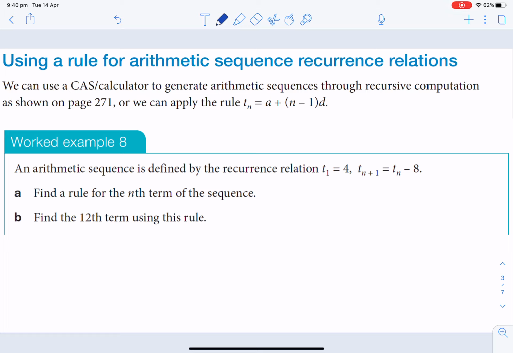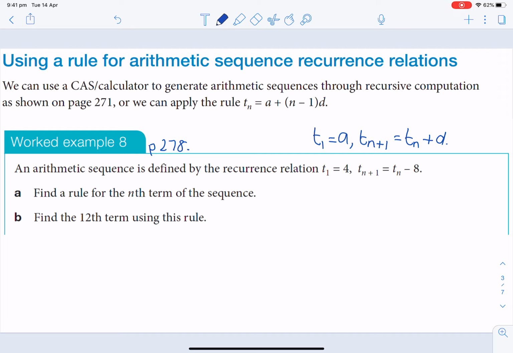So, worked example 8 on page 278 of your text. An arithmetic sequence is defined by the recurrence relation T of 1 equals 4, T of n plus 1 equals T of n minus 8. Now, remembering this rule from before, previous slide, T1 equals A, T of n plus 1 equals T of n plus D. That was the recurrence relation we used. Now we need to find a rule for the nth term of the sequence.